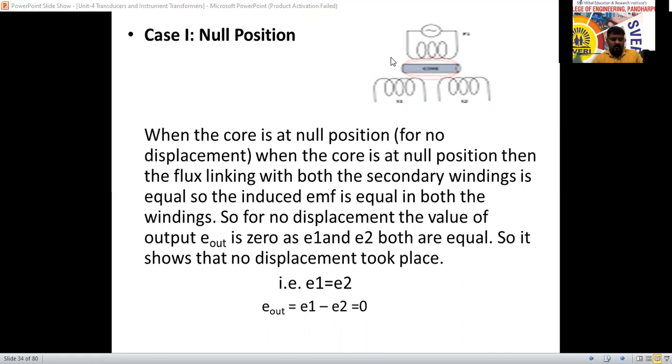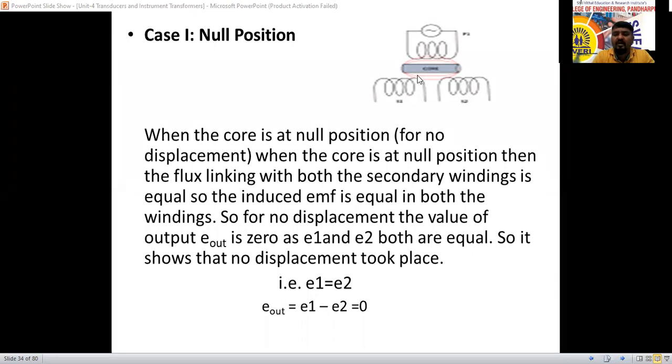Okay. Up to here, we discussed in yesterday's class only. From here, null position means the core is at the center of both the primary and secondary windings. It is not connected more to secondary winding S1 or to S2. Equally, half of the core is connected to S1 and the same half is connected to S2.